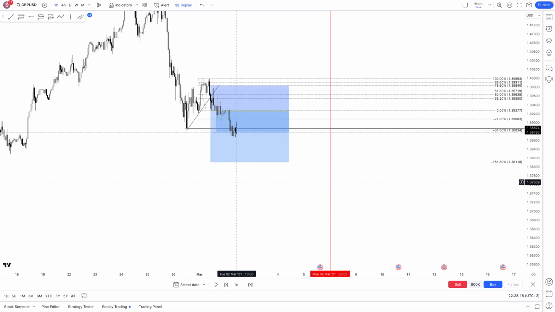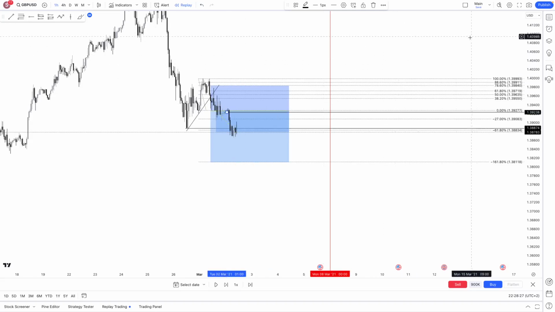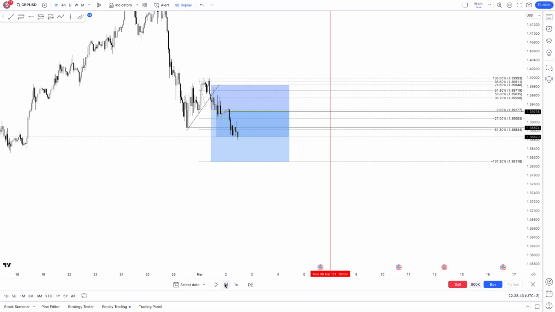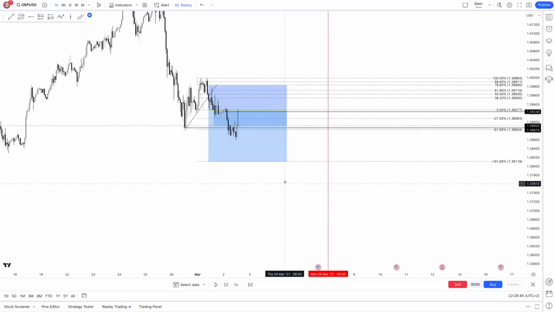Okay, so I'm not sure if I want to move this to break even. Okay, I'm going to move it to break even. Okay, I'm out for break even.